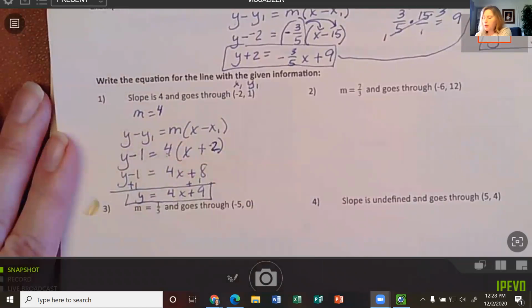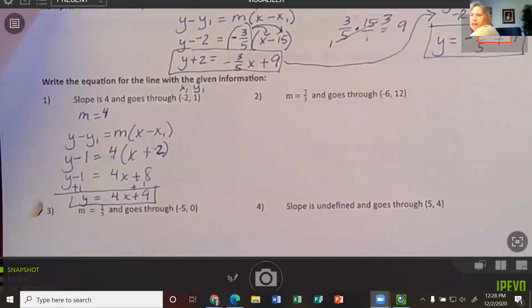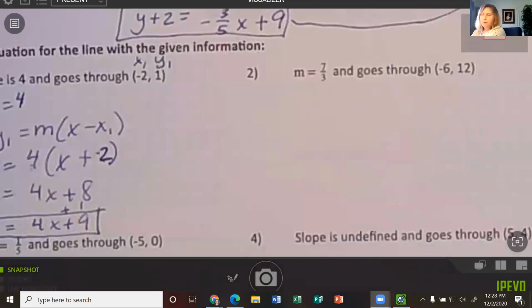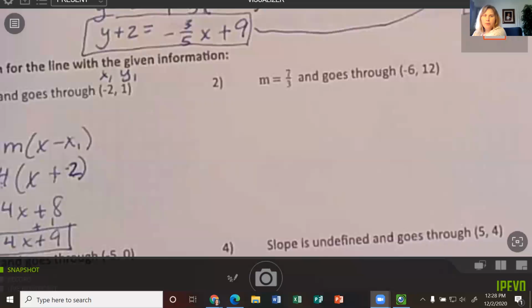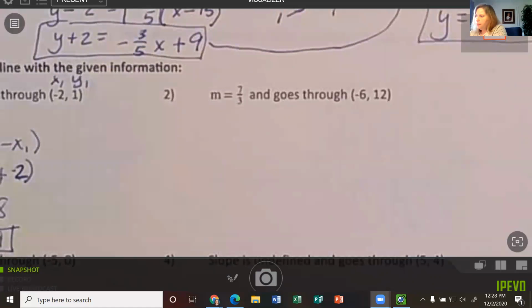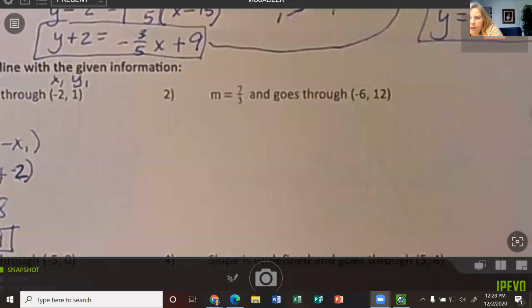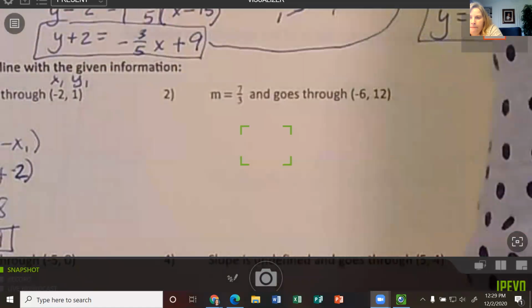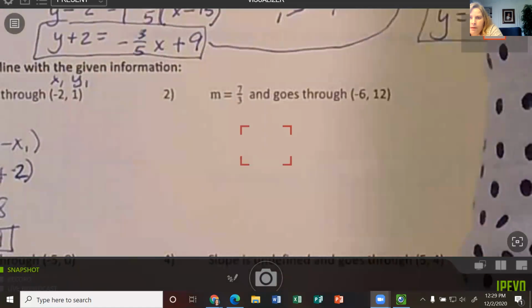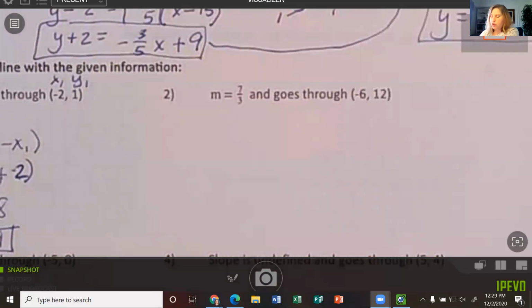Okay, number 2, m equals 7/3. Let's see if I can zoom in. Okay, so m equals 7/3 and goes through the point -6, 12. Okay, just checking our focus here. It seems a little blurry. Okay, so m is 7/3 and it goes through the point -6, 12.